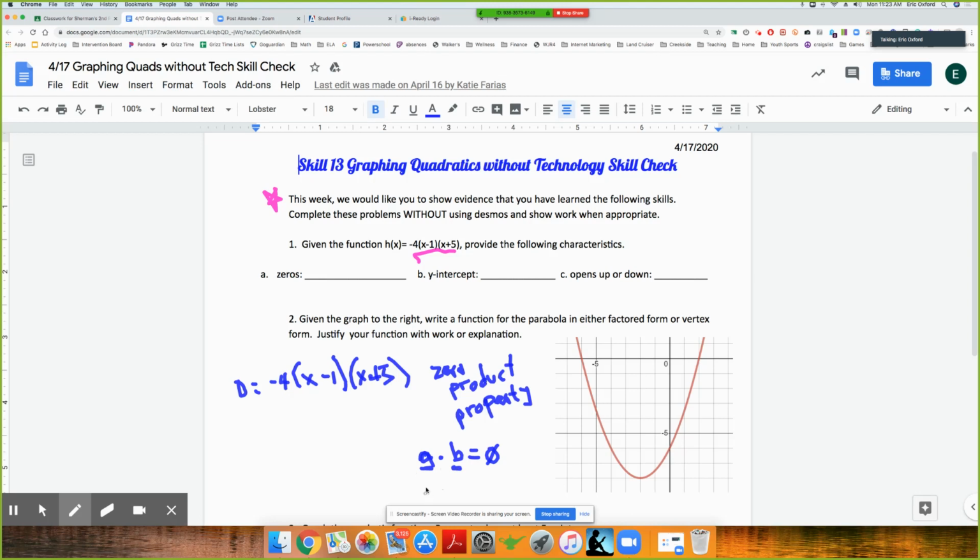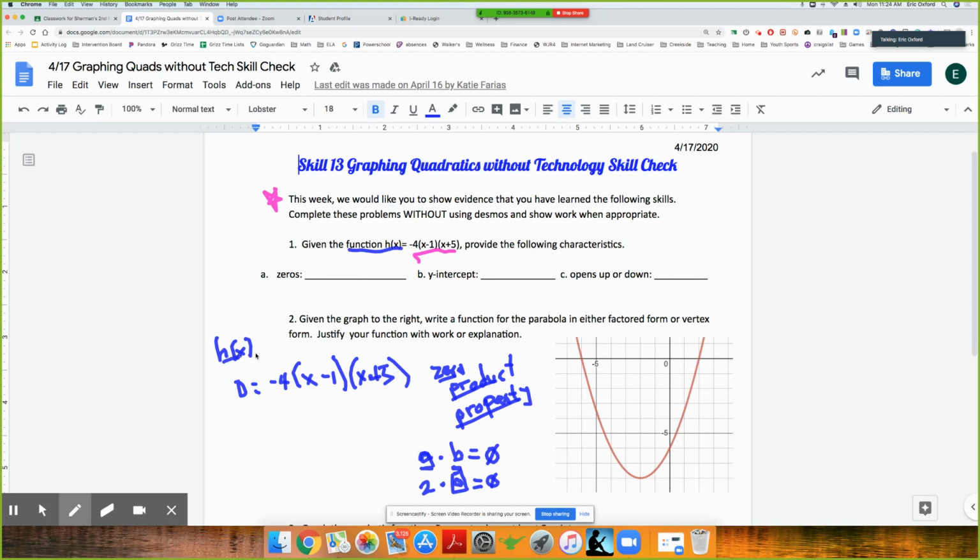So for instance, let's just put down two simple numbers. If a was 2 and it was being multiplied by some number and it equaled 0, well, we'd have to know that that number has got to be 0. So 2 times 0 is 0. So whatever number you put in here, one of these two has to be 0. And so now we're going to apply the zero product property to our function h of x.